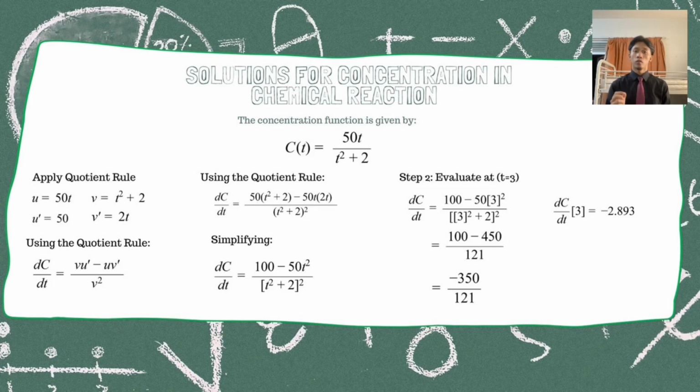Substituting t equal to 3 into the equation gives us negative 350 over 121, which is approximately equal to negative 2.893. The negative value indicates that the concentration is decreasing at t equal to 3. Therefore, at that specific time, the chemical concentration is reducing at the rate of approximately 2.893 units per unit time.